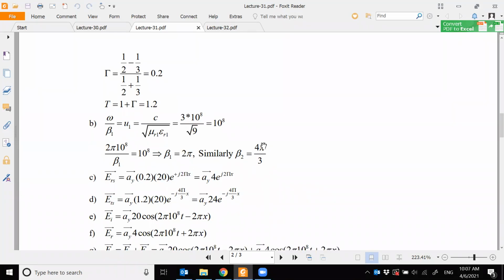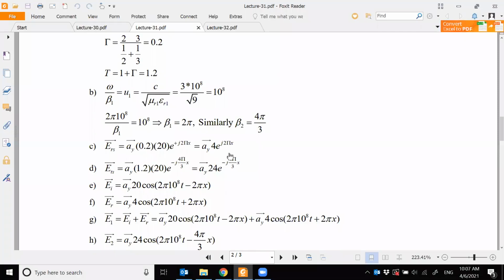Okay, and then you can do the same thing for medium 2, because in medium 2 you are going to have these changes, since it will be root of mu r2 epsilon r2. So you also get beta 2, which is 4 pi over 3 radians per meter.